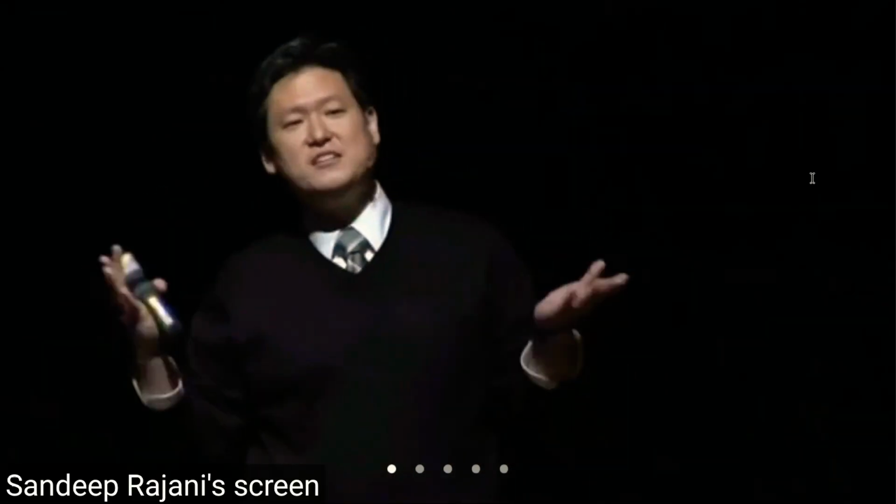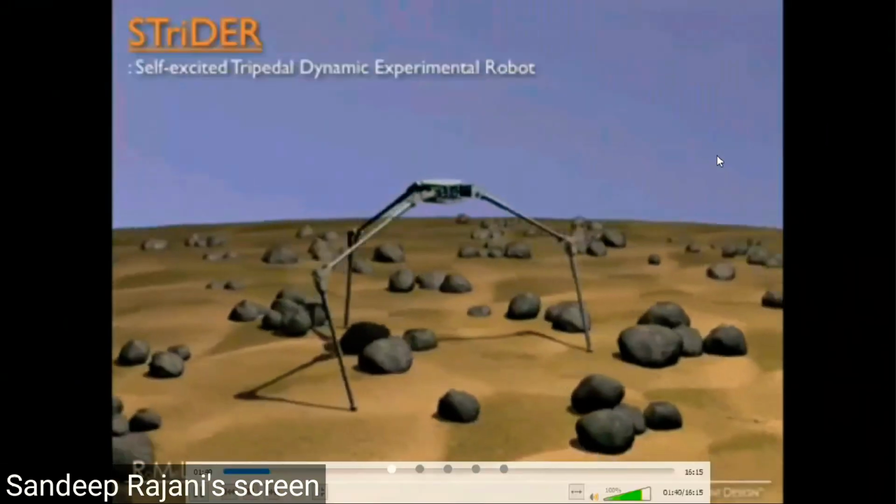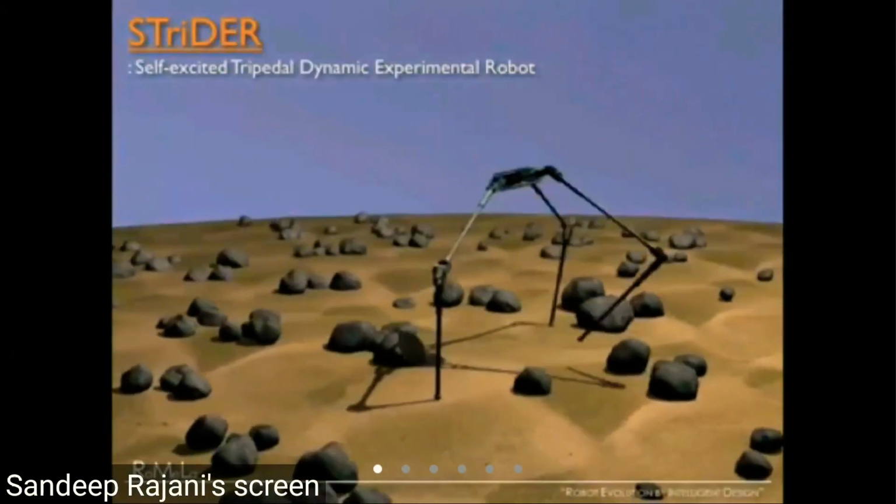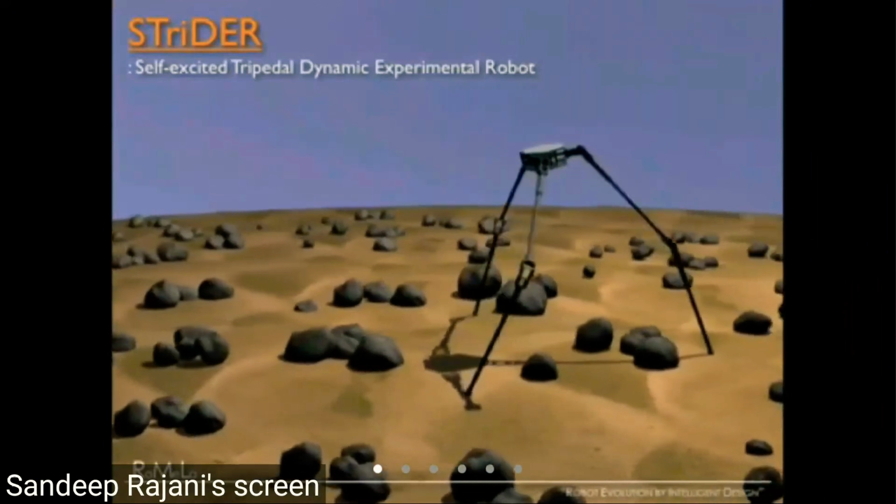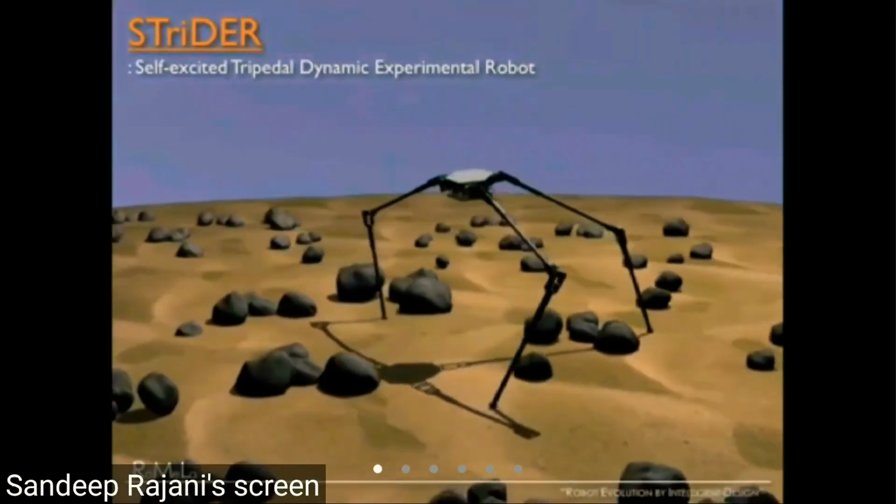So even though there's nothing in nature that looks like this, really we're inspired by biology and applying the principles of walking to this robot. Thus, it's a biologically inspired robot.